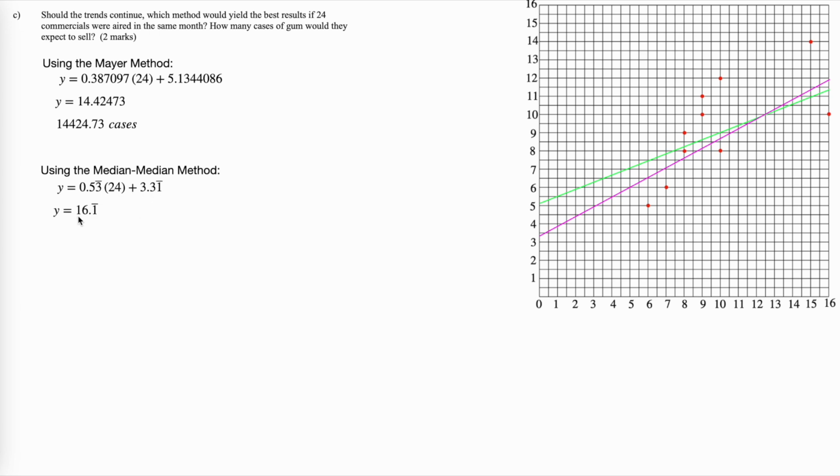Using the median method, y is equal to 0.53 repeating times 24 plus 3.31 repeating. That gives us 16.1, which is a lot more cases. So that's 16,111.11 cases. The median method would sell us more cases of gum. And that's it for question number 1 from the long answer section. Have a good day.